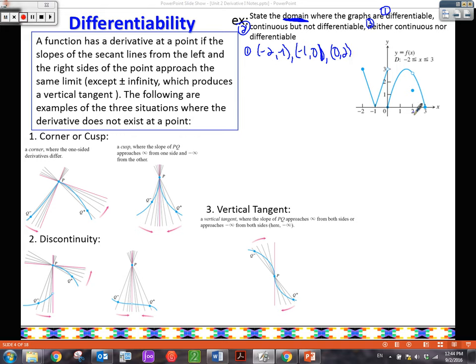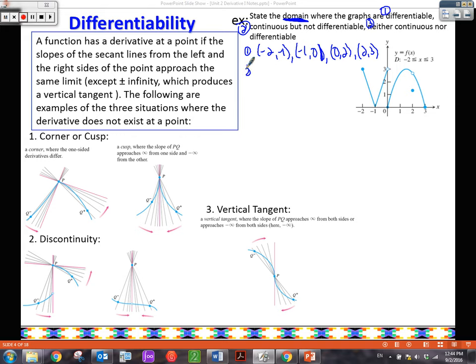All right, so then we will pick up on the other side of 0, and we'll go to 2. I can't include 2 because there's a hole. There's no derivative at a hole. And then I will finish out from 2 to 3, again not including 3 because there's nothing on the right side of 3. It just stops. And so that's number 1, differentiable.